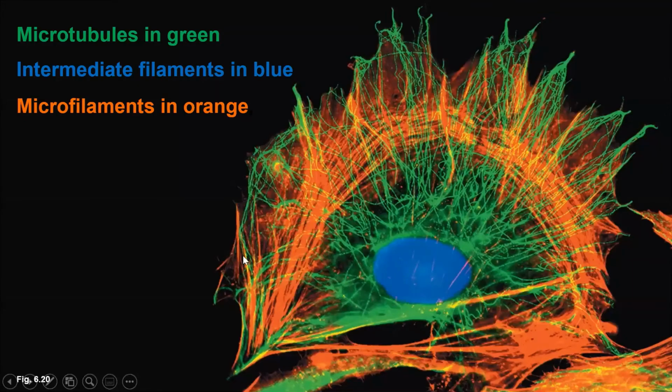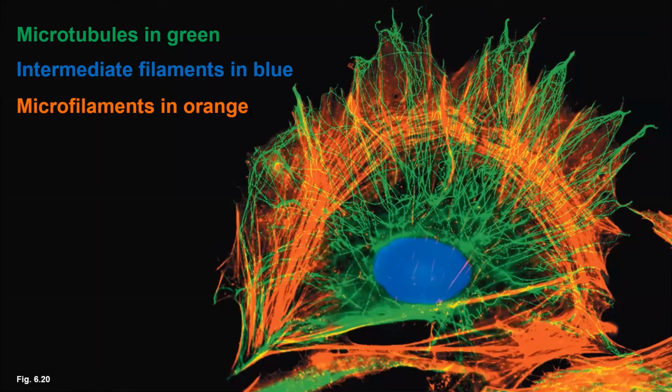One thing that you may notice in a lot of the diagrams that you see in textbooks, particularly when they're using fluorescence microscopy, is that microtubules are often stained green in fluorescence, intermediate filaments blue, and microfilaments orange. This has to do with the type of stains that they're using. It is pretty common to see these microtubules in green, for example.